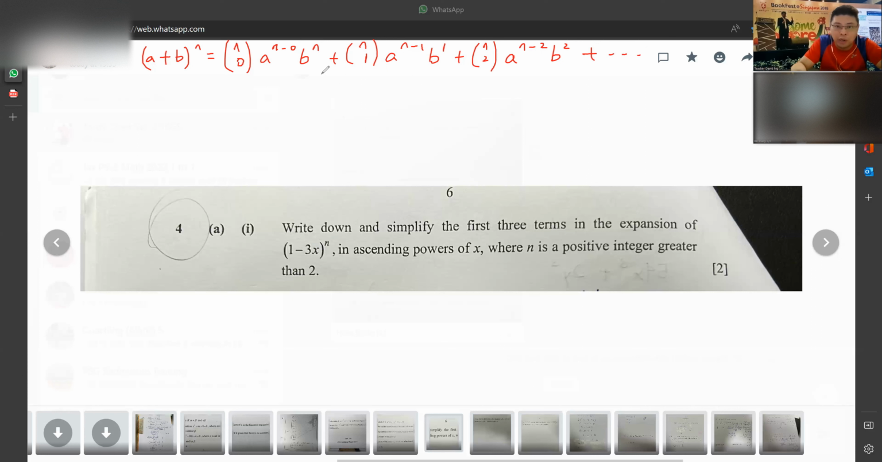Now you examine, your a is 1, right? Your a is all 1. So change all your a to 1. B is what? B is negative 3x. So change all my b to negative 3x. Okay, now you continue. nC0 is 1. 1 power anything is still 1. Anything power 0 is still 1, right? So this is 1. Make sense?